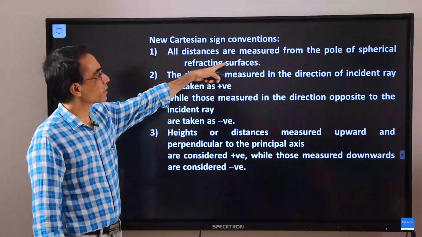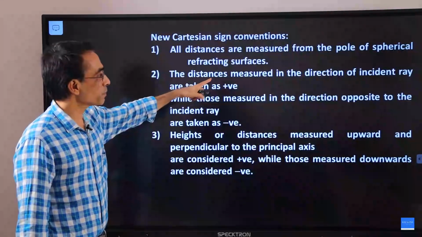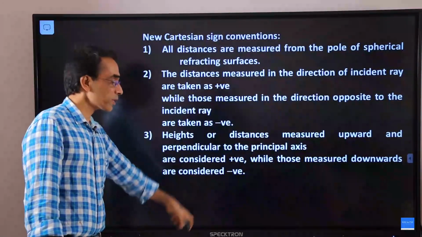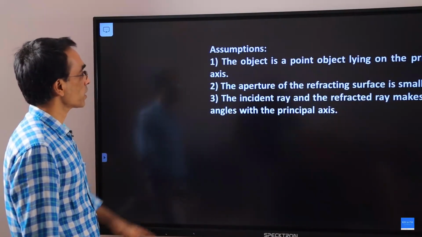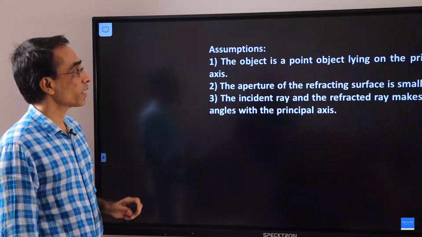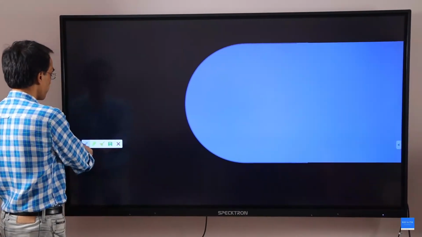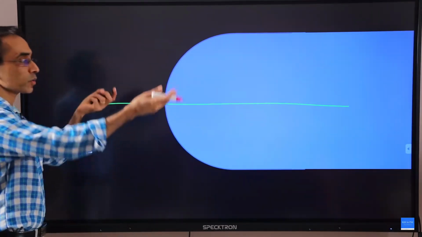So, all distances are measured from the pole of the spherical surface. I explained: distances measured in the direction of light are positive, opposite negative. Distance upward positive, downward negative. But we also make certain assumptions here. What is that assumption? The object is a point object lying on the principal axis. I will tell you what it is. This is the surface. Suppose this is the pole, you consider the principal axis like this, an axis passing like this.